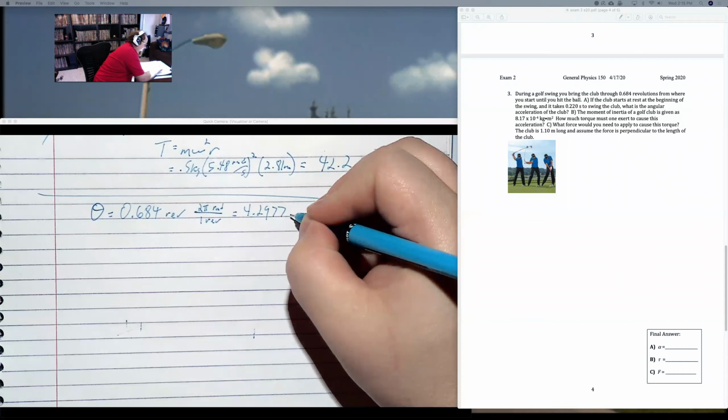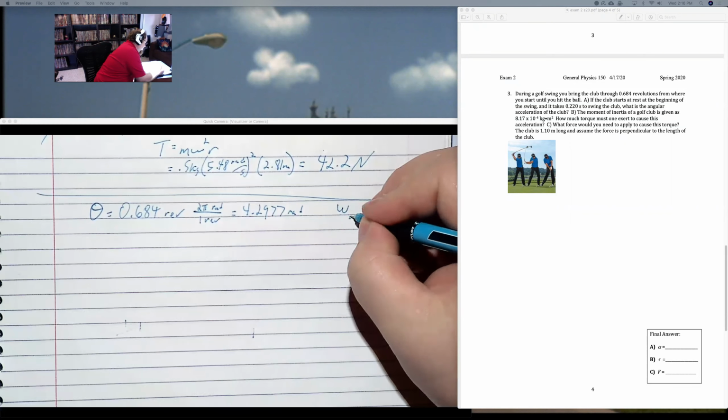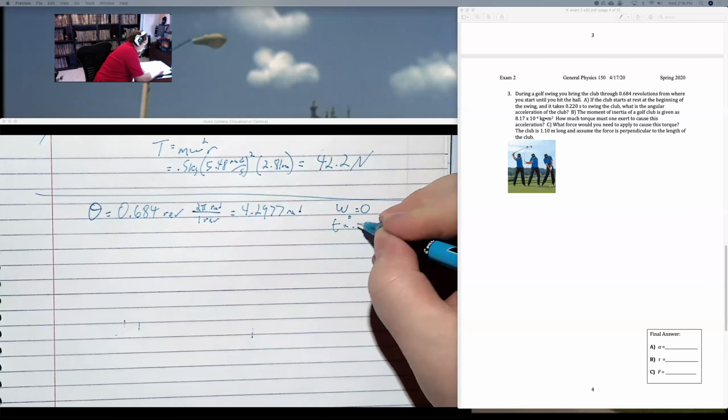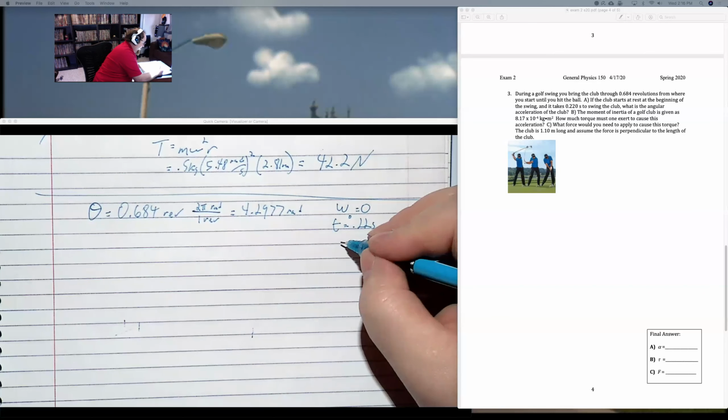4.2977. And what it says is I go through 4.2977 radians from where we start until we hit the ball. If the club starts at rest, anytime something's at rest, it means no initial angular velocity. At the beginning of the swing, it takes 0.220 seconds to swing the club. What is the angular acceleration?